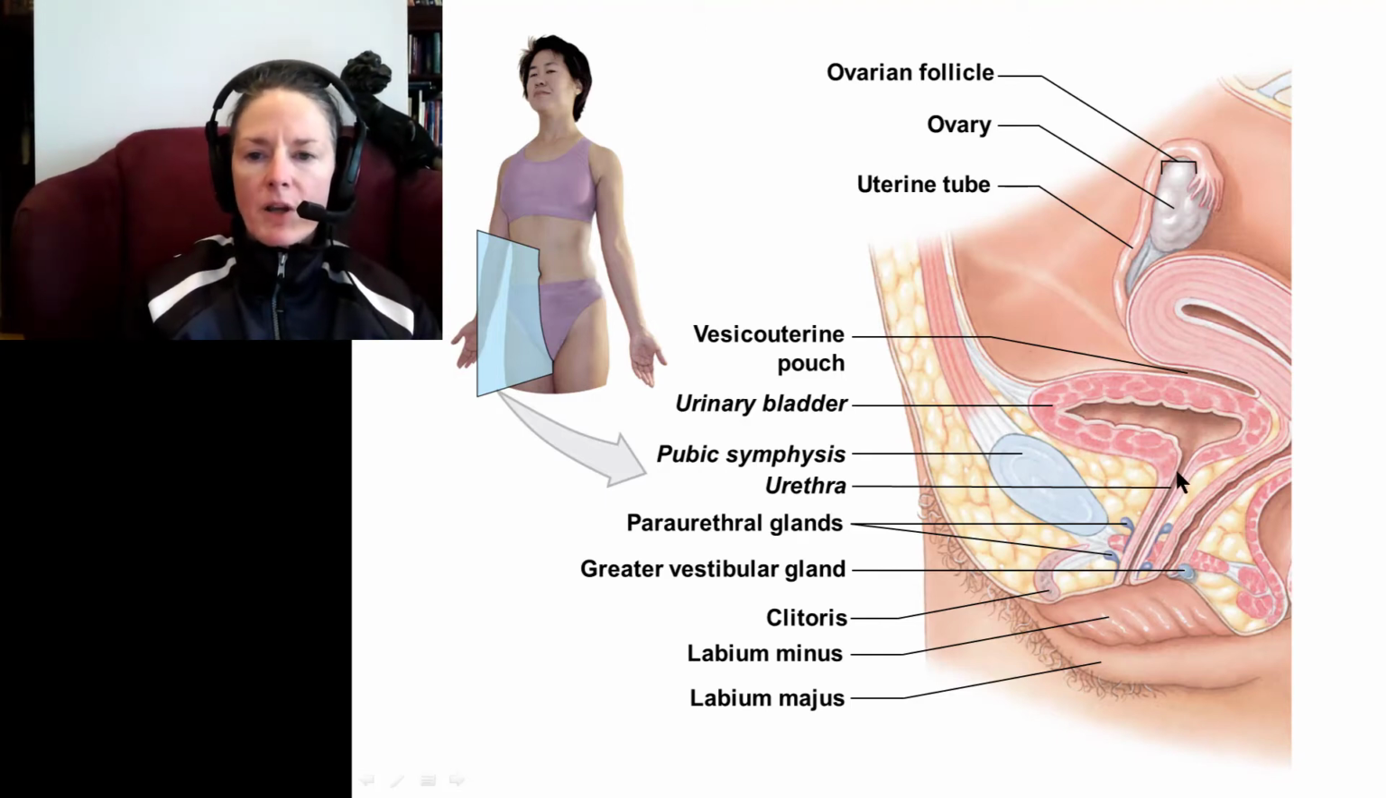In males, as we know, the urethra is going to share roles. It's going to be both part of the urinary system and the reproductive system, but in the females, this is not the case. The urethra plays no part in the reproductive system at all.